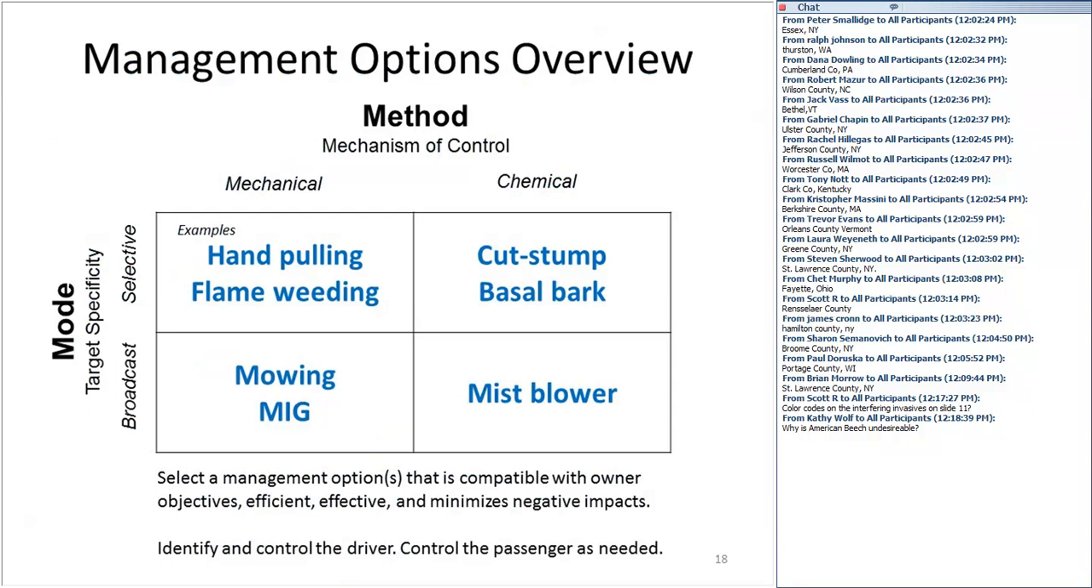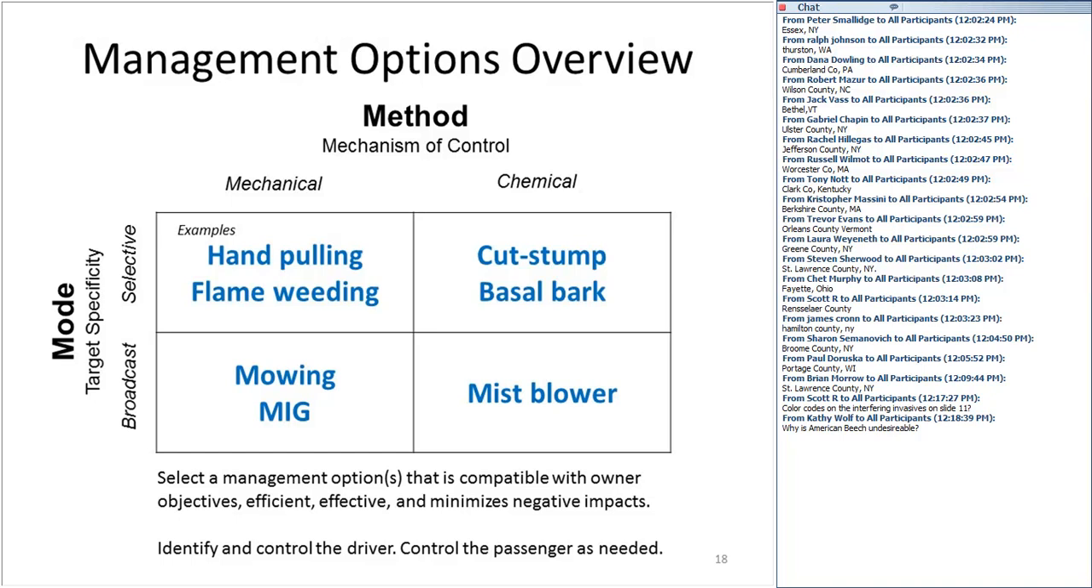So this is an overview of management options with examples of method and mode. Everything that you decide to use is going to be able to be assigned to a method and a mode. And it's important to note that you can mix and match these. I'll come back to that. Under method, we have two methods. We can use either mechanical methods or chemical methods. Mechanical methods are going to be organic. Chemical methods will not be organic.